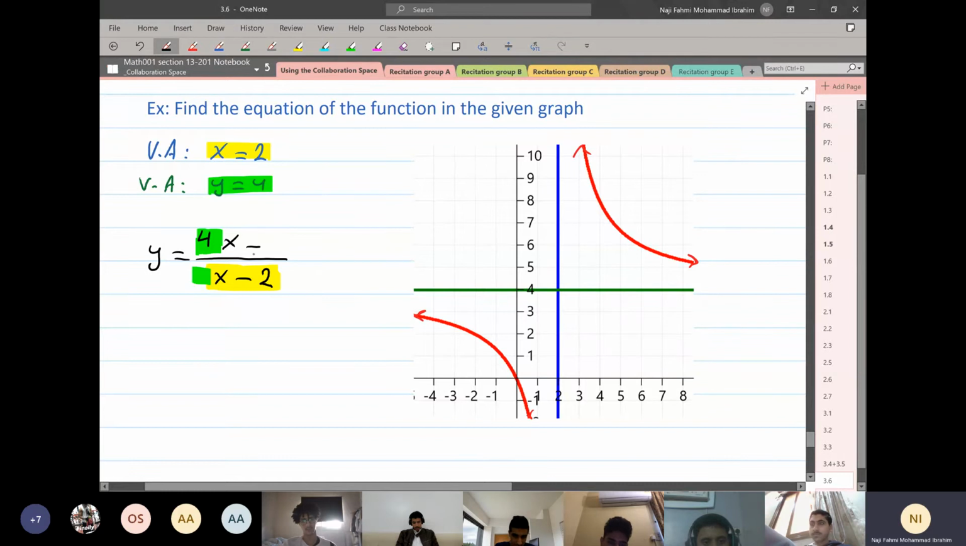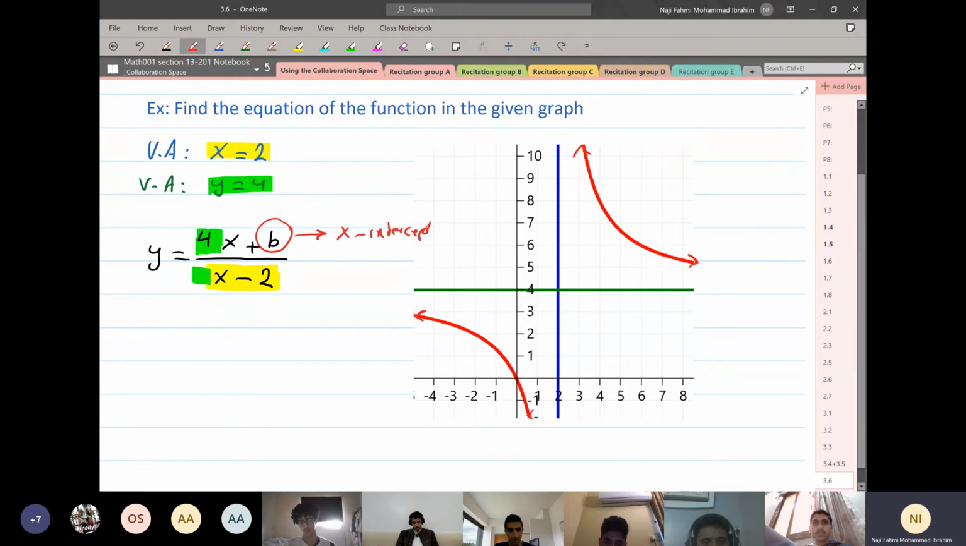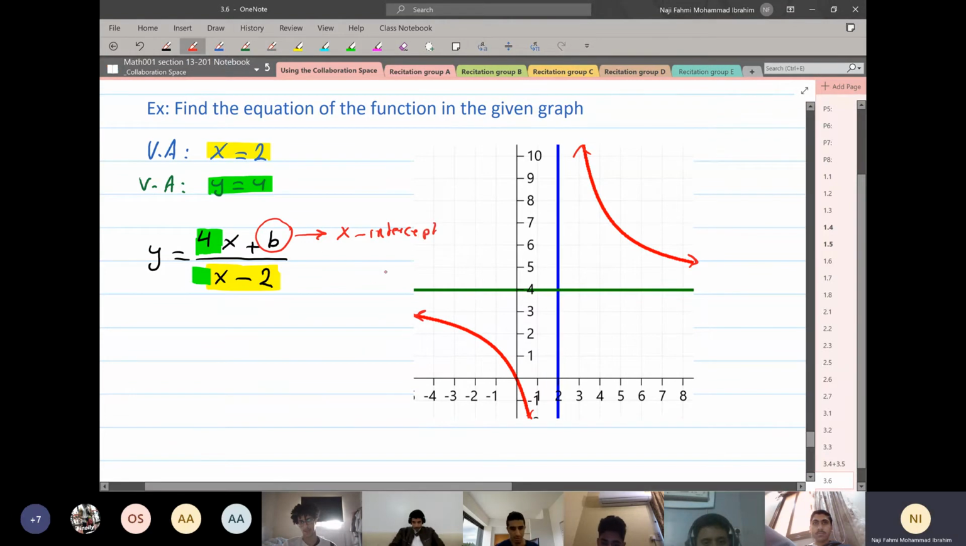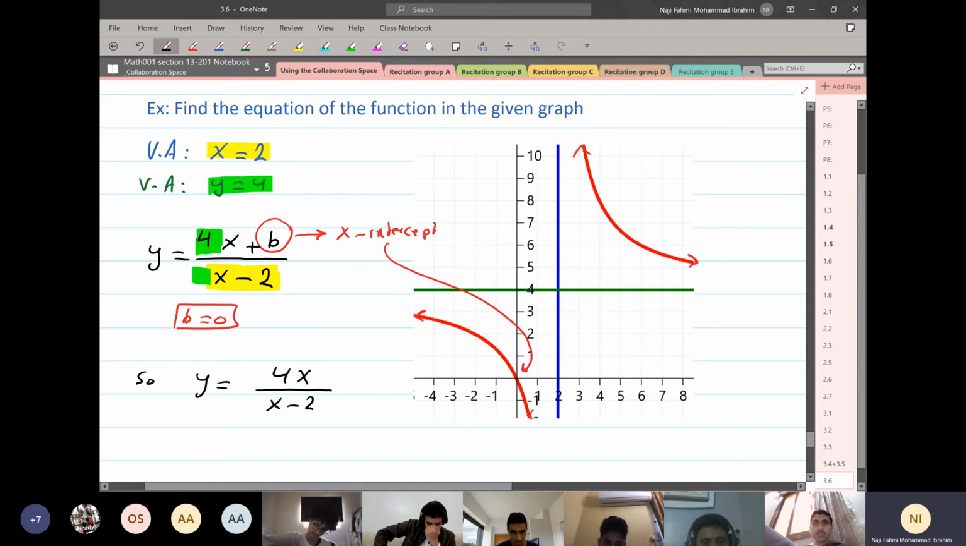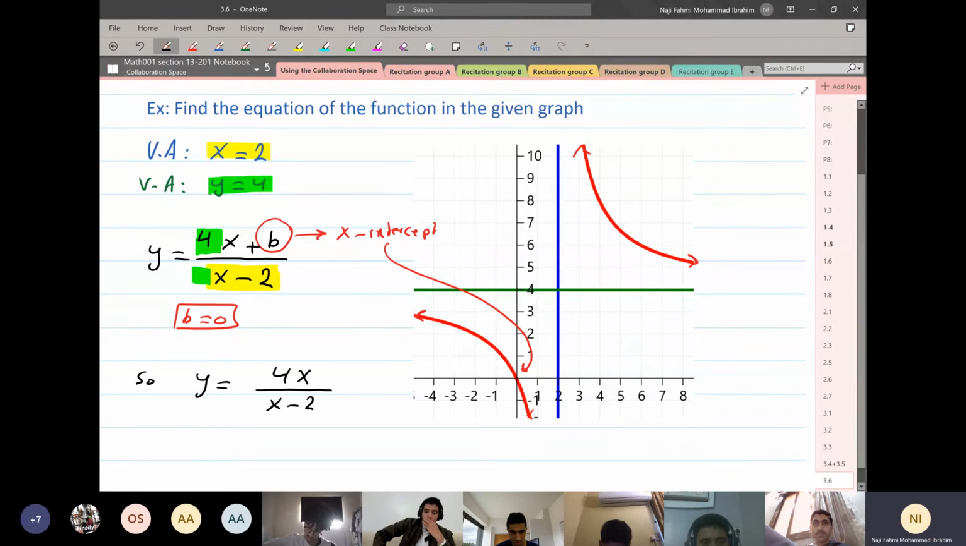And here we have plus b. What is this b? The x-intercept. Do you see an x-intercept in the graph? Yes, 0. This is our x-intercept. So the value of b is what? So what's my function? This is our function now, and we are done, of course.